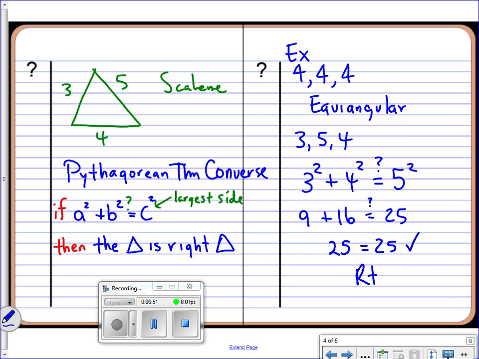If I was to classify this, I would classify it as an isosceles right triangle. I'm sorry, a scalene right triangle. Scalene right triangle. Okay? The reason is because all the sides are different, and the Pythagorean theorem converse fishes out that the two smaller sides squared and added together equals the C side squared.